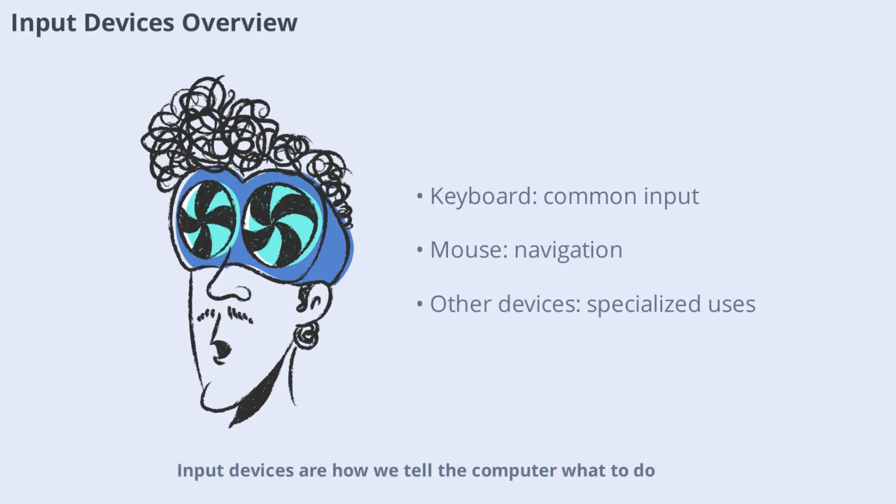Input devices are how we tell the computer what to do. The keyboard and mouse are the most common input devices, allowing us to type commands and move the cursor on the screen. Other input devices include joysticks, game pads, tracker balls, touchpads, light pens, and scanners. Each device serves a unique purpose, from gaming to graphic design to digitizing printed materials.